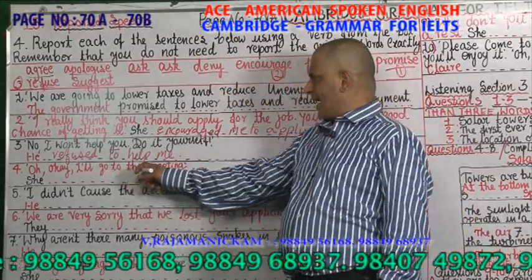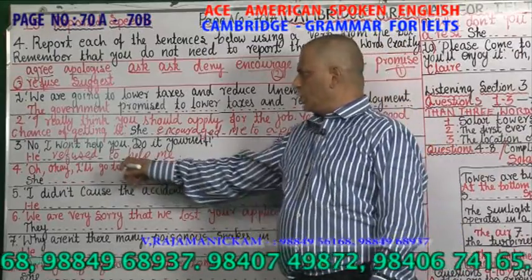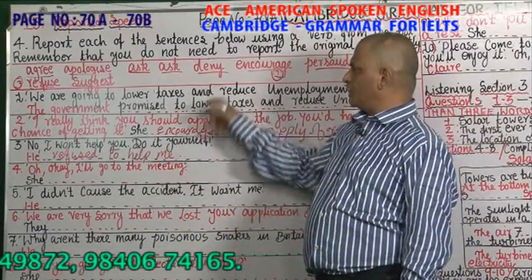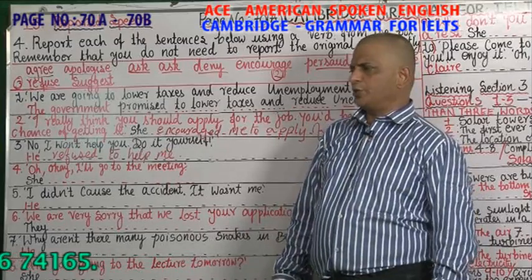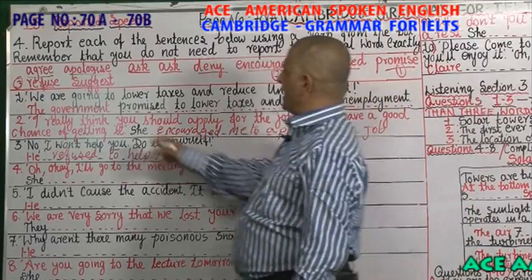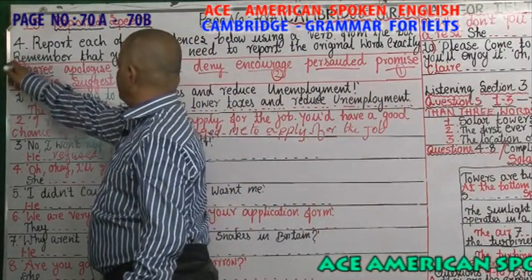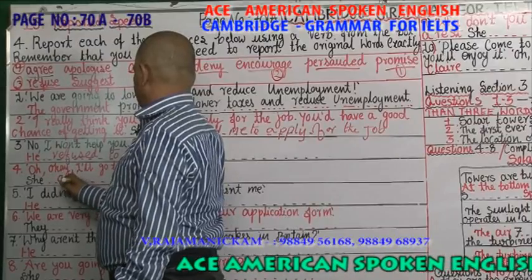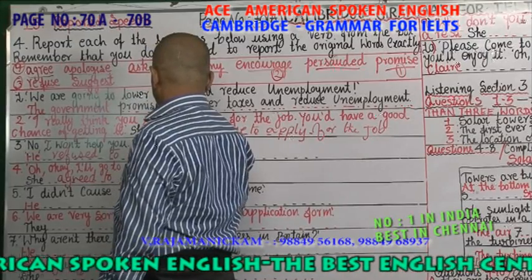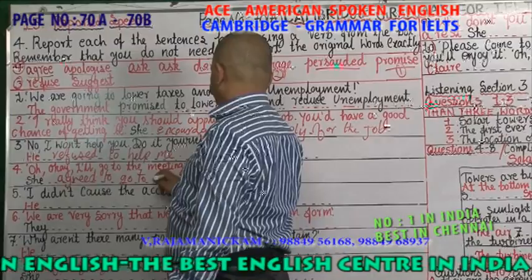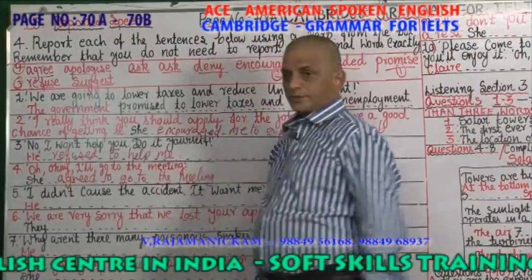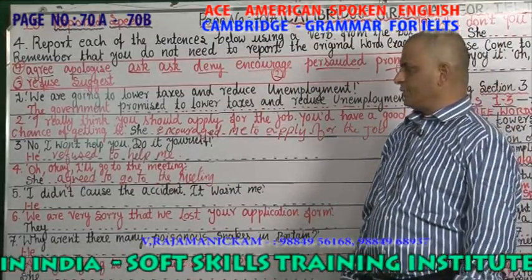Now, fourth. Oh, okay. I will go to the meeting, somebody says. And you have to use one of the verbs, reported verbs. And you say in a reported speech, what is that you can say? She agreed to go to the meeting. She agreed. Fourth one. She agreed to go to the meeting. This is the reported speech.